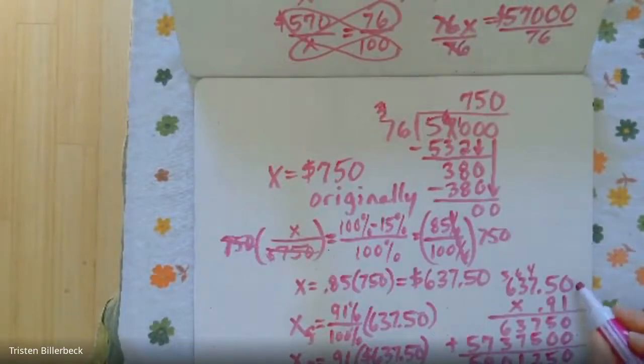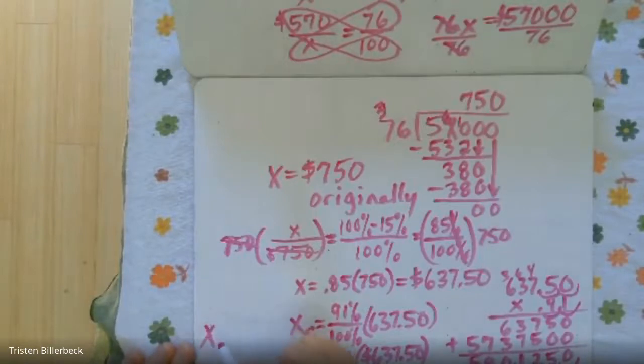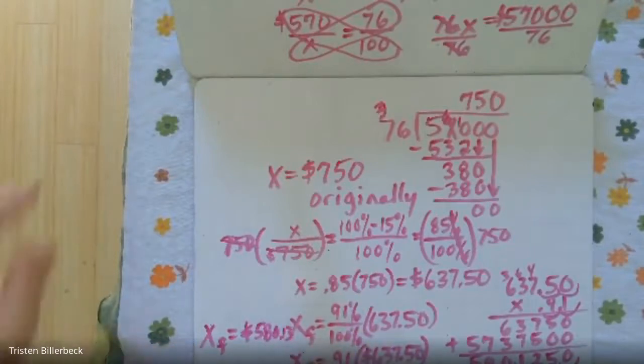And we move the decimal over 1, 2, 3, 4. So the final price is $580.13.